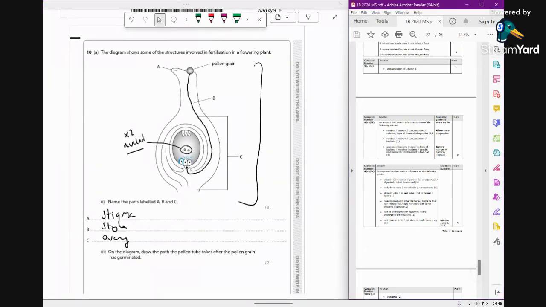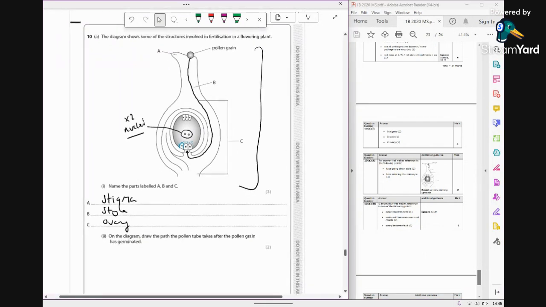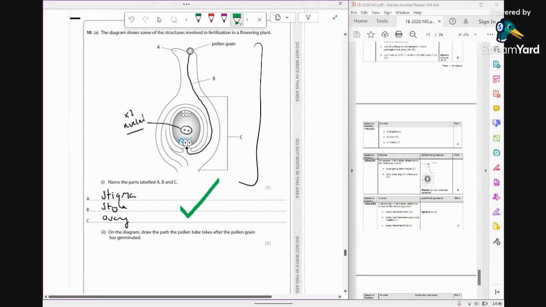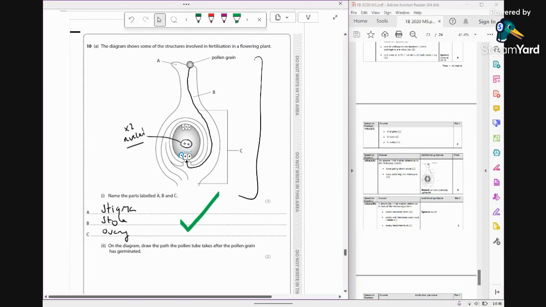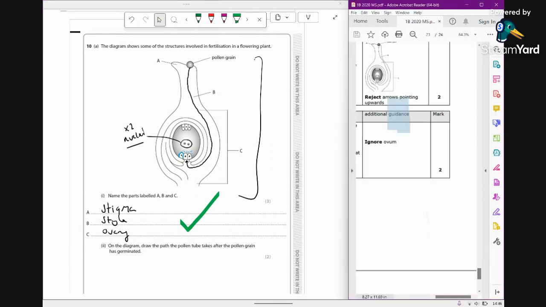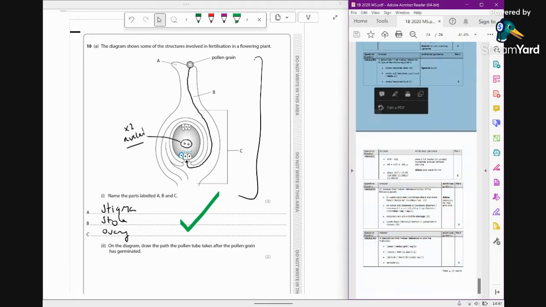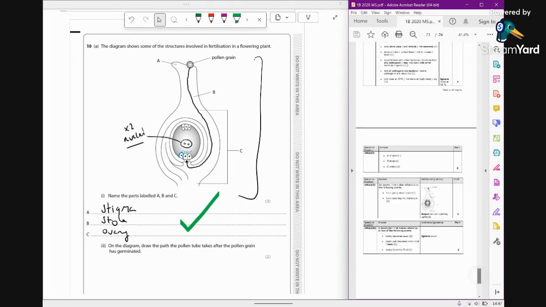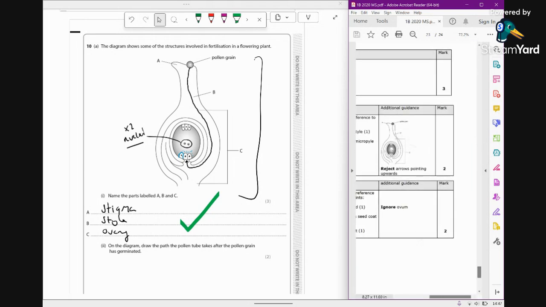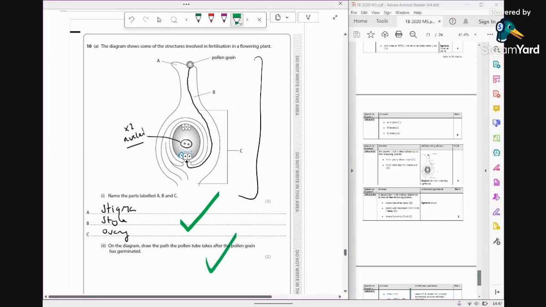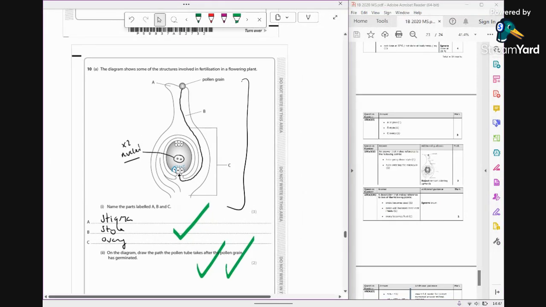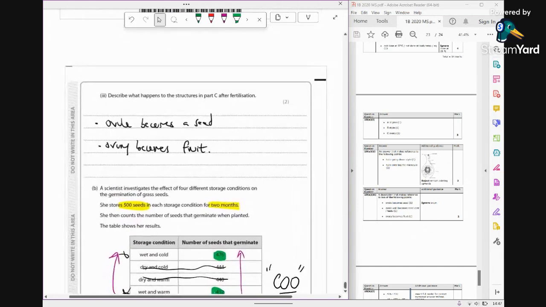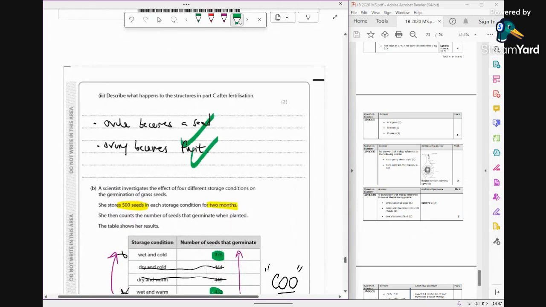Final question. Right, we're getting on for 100. I don't want to chance it, but right, stigma, style, ovary, yes. Can't quite see. Oh yeah, okay, that's fine. 2 marks. Going down the style, entering the micropyle. Yeah. Ovule becomes a seed, ovary becomes a fruit. Right, classic. Oh, you get a mark for the seed coat. So the ovule becomes seed coat.